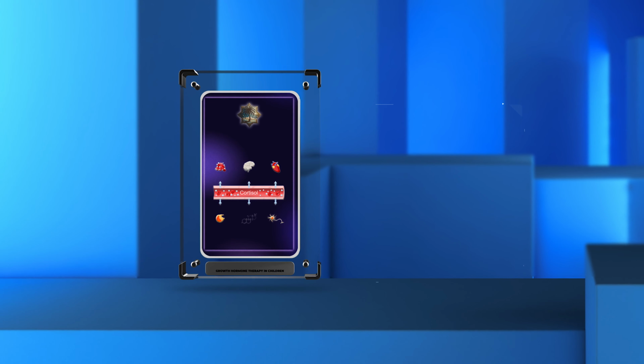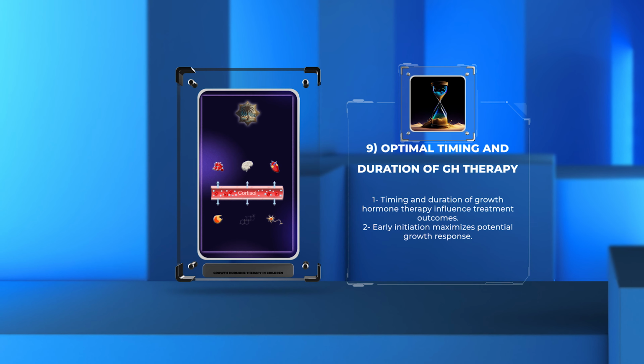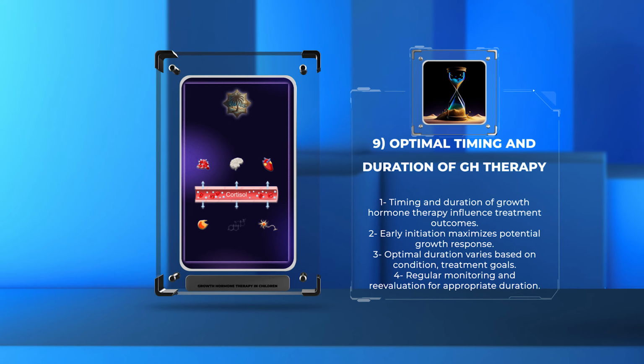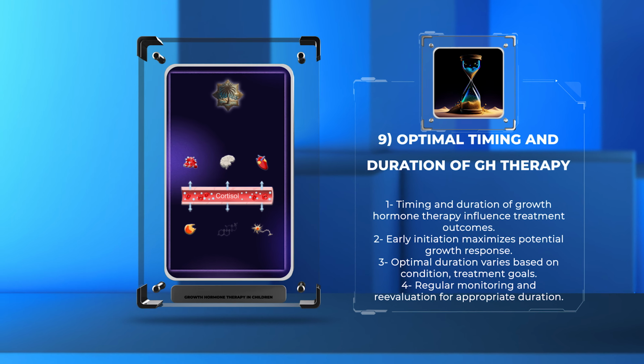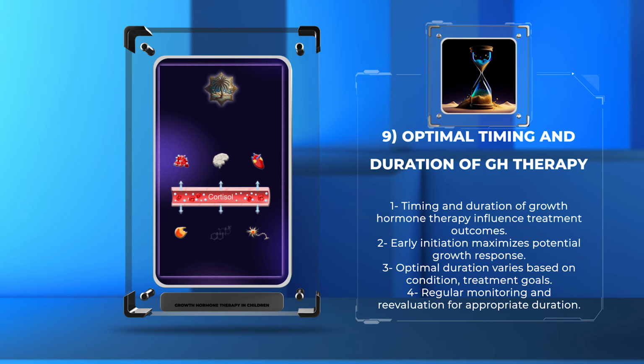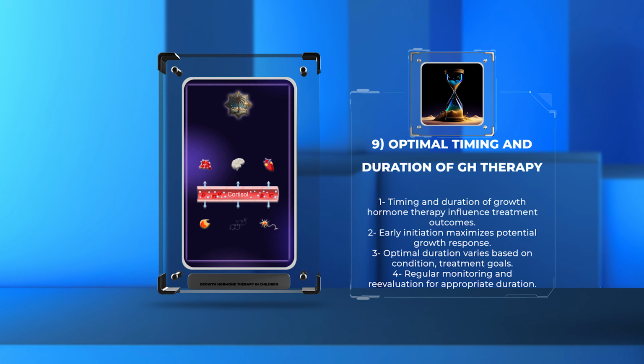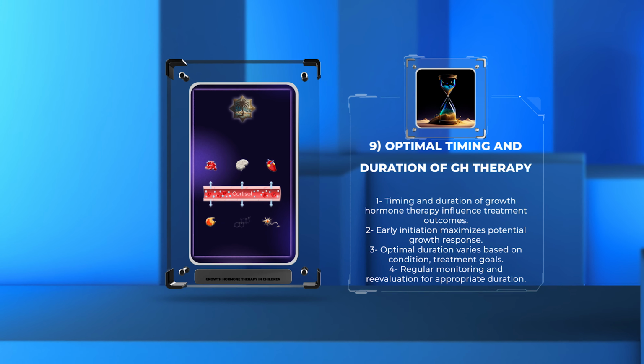Timing and duration of growth hormone therapy greatly influence treatment outcomes. It is crucial to initiate therapy at an early stage to maximize the potential growth response. The optimal duration of therapy varies depending on the underlying condition and treatment goals. Close monitoring and re-evaluation at regular intervals help determine the appropriate duration of growth hormone therapy in each individual case.